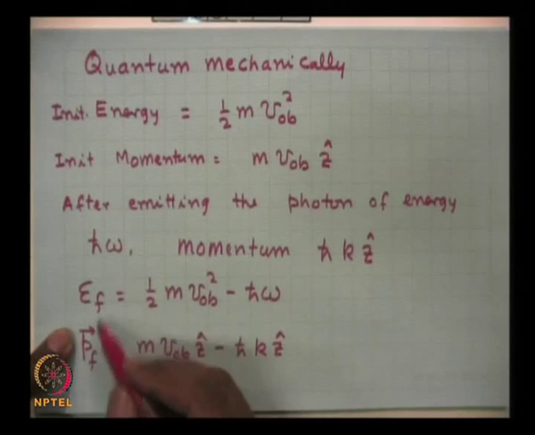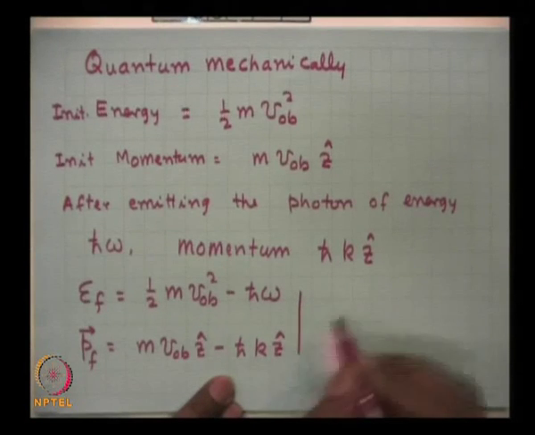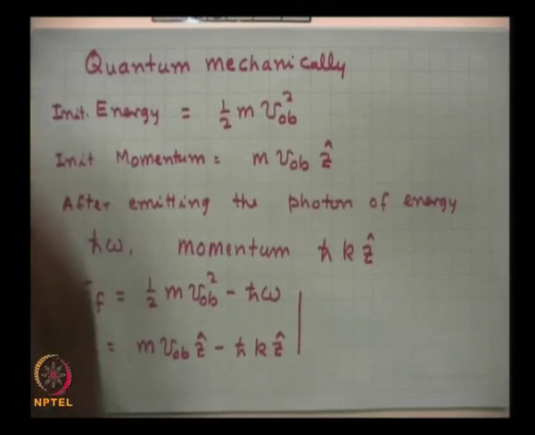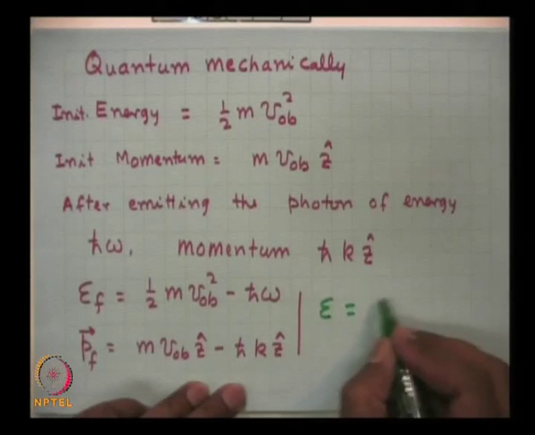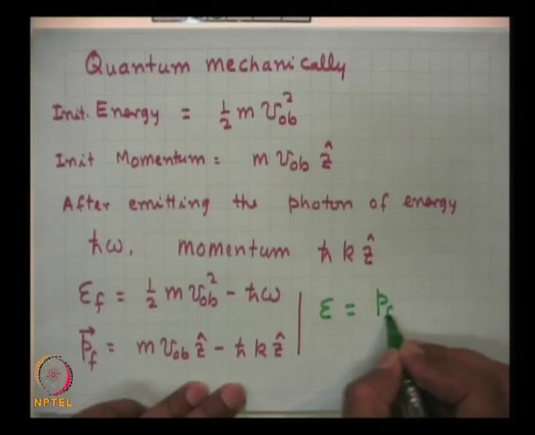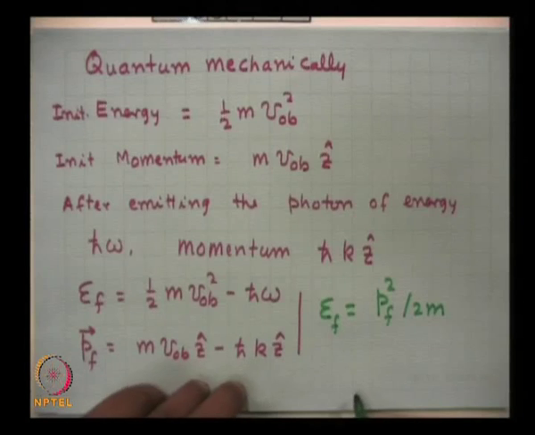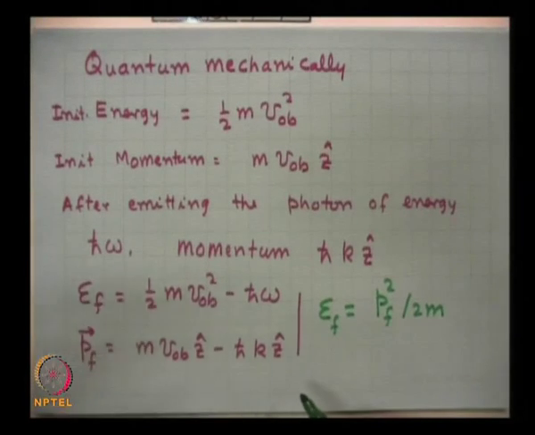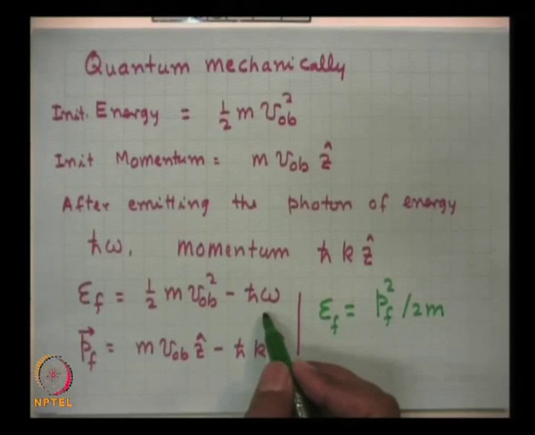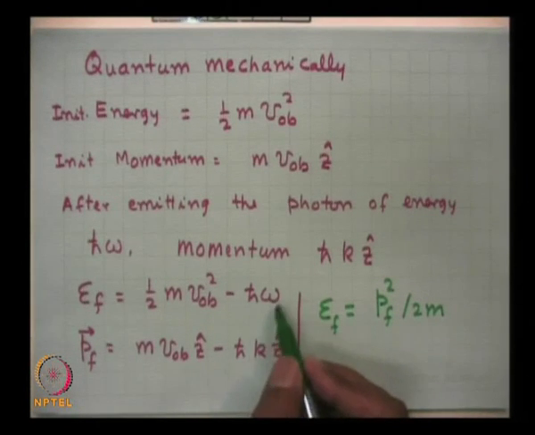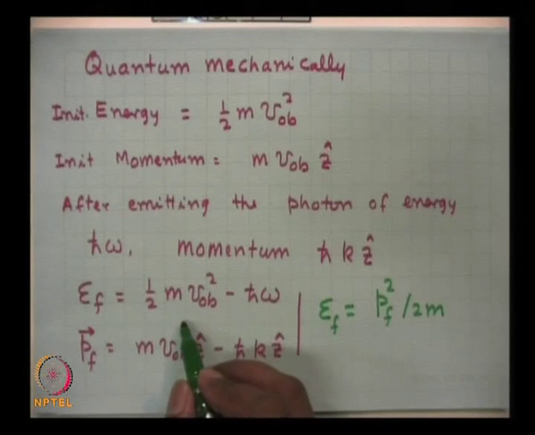But kinetic energy and momentum are related to each other, and the relation is energy is equal to momentum square upon 2m, where m is the mass of the electron. Just substitute it here and recognize that usually the value of h cross omega is less than an electron volt, whereas the value of this quantity is much bigger.